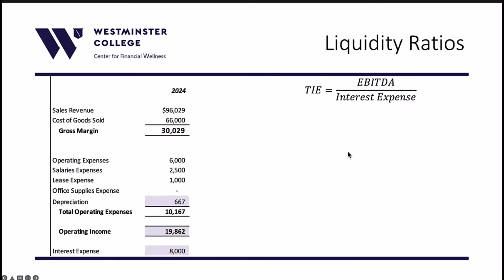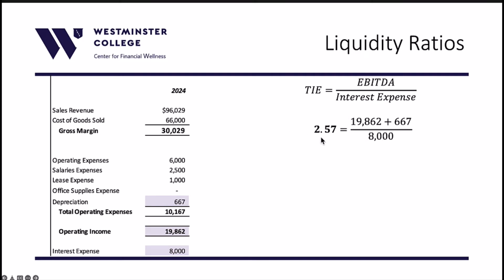Next, we have our tie ratio, or as you might remember, our times interest earned ratio. With this, we're going to take our operating income, that EBIT, adjust it for depreciation, and then divide all that by our interest expense. Like I just said, we take that operating income, or EBIT, we adjust it for this non-cash element, this depreciation, and then we divide that by our interest expense.